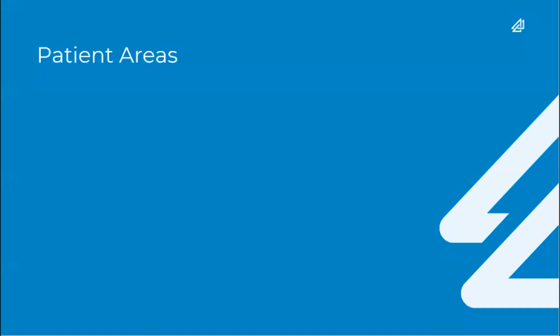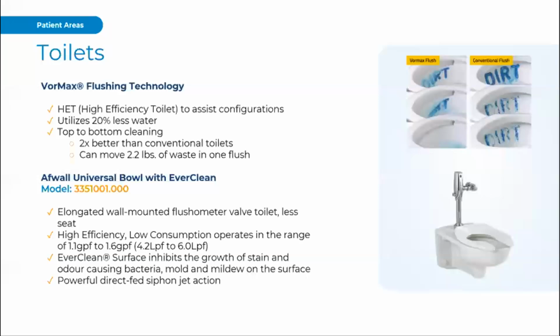So let's start at the core, the area where users will interact the most, and that would be our patient areas. The first question that we always ask when someone sends us a patient room toilet request is what type of operation they're looking for. We do find there's a regular battle between efficiency and reliability, as well as providing the user something that feels a little bit more like home.